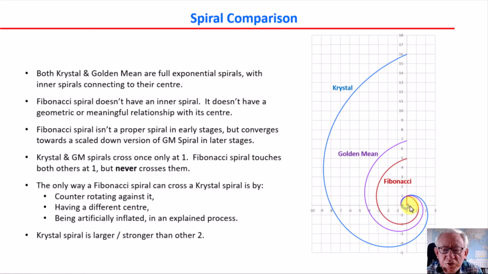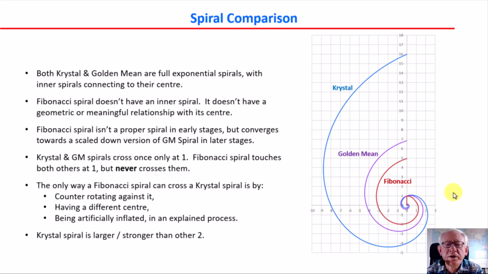Now we can bring the three spirals together for comparison. We can draw them with a common center to a common scale as illustrated in this diagram here. We have the Krystal spiral illustrated in blue, the golden mean spiral in violet, and the Fibonacci spiral in red. Now it's important to note that all of these spirals have a fixed center, and there are radii coming out from this fixed center to each point on any one of the spirals. This radius expands or contracts at a continuous rate. In other words, it expands or contracts uniformly with progression or contraction of the spiral.